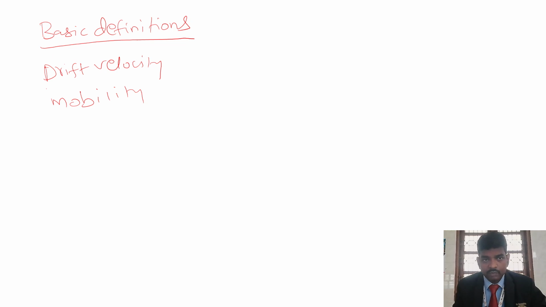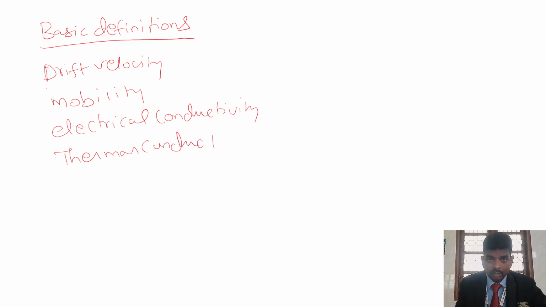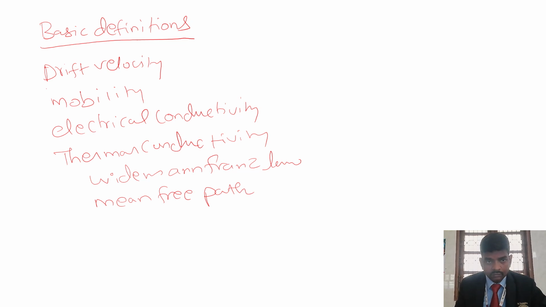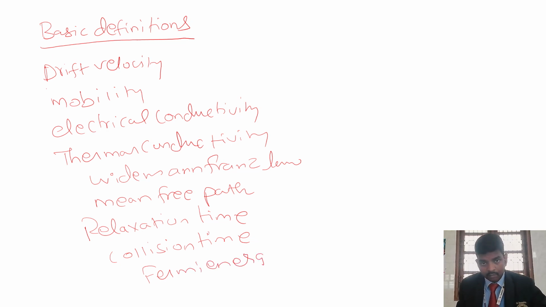Like that, they can ask drift velocity, mobility, electrical conductivity, thermal conductivity, Wiedemann-Franz law, and then we have mean free path, relaxation time, collision time, Fermi energy, Fermi function, and density of energy states.